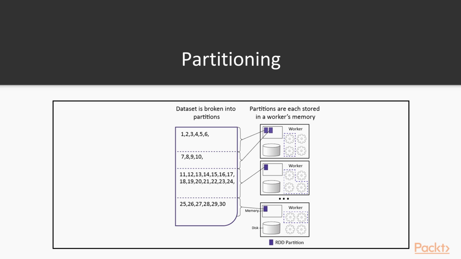And Spark is partitioning data similarly to Cassandra. So the dataset is broken into partitions. So let's say that we have a dataset of 30 elements. And according to some partitioner, the first partition is elements 1, 2, 3, 4, 5, 6. Then the second partition is 7 to 10. Then the third partition has the following 13 elements, and the last partition has 6 elements. And using that partitioner, some parts of processing will be handled by the first worker, the second, and the third.